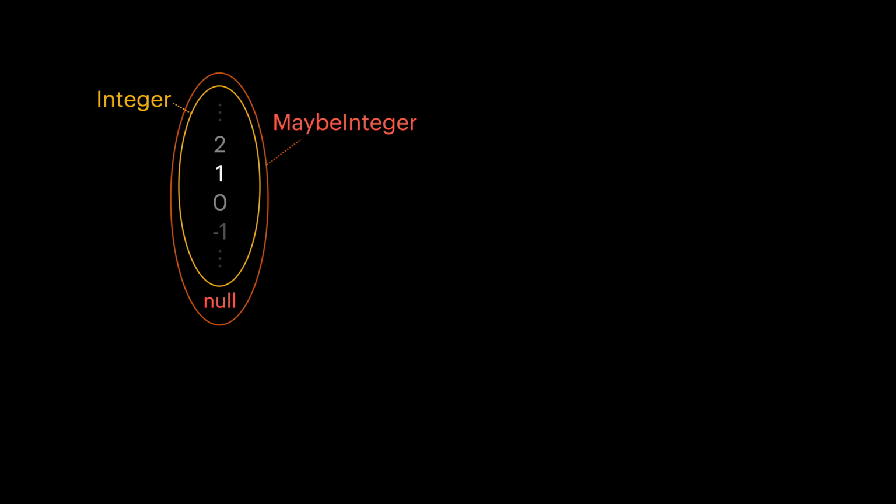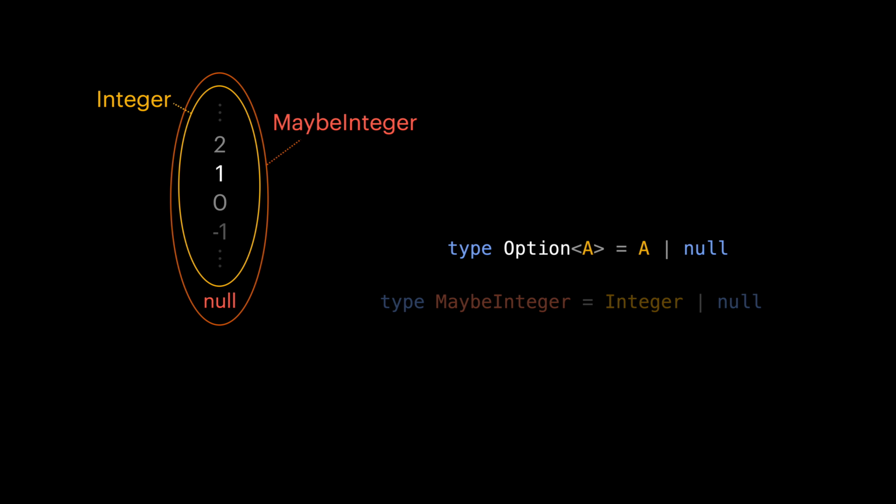Assuming integer is actually a type in TypeScript, we can define maybe integer like this. This is handy for quick typing, but can we abstract this to any type rather than only integers? When we say any type, we should immediately think of generics and type constructors. Let's define our type constructor option, which receives a type and returns a type that null is added to it. So now we can use our option type constructor to define the maybe integer.